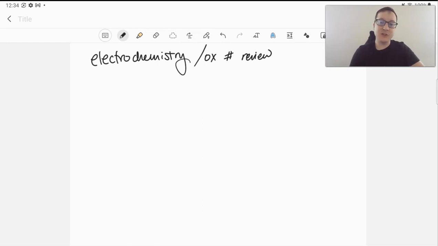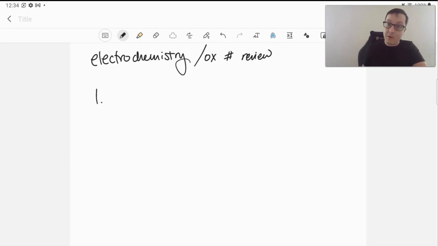So now we're going to begin chapter 20, which is on electrochemistry. In order for us to really work well in this chapter, we're going to want to review our oxidation numbers. So this is from Gen Chem 1. In our book, I believe it's somewhere in chapter 4. So if you want to go back and review that, that's great. We'll do a little review here as well.